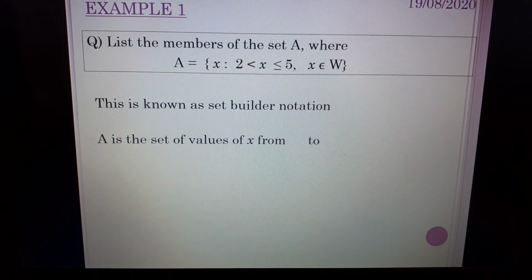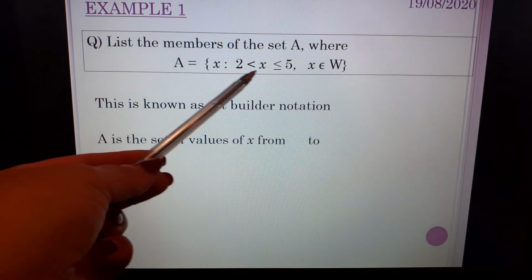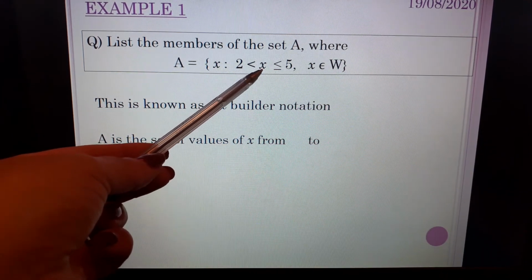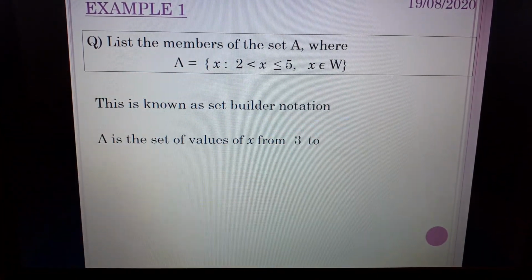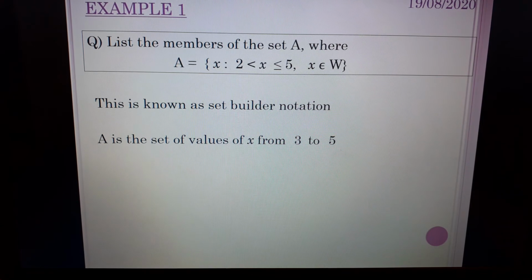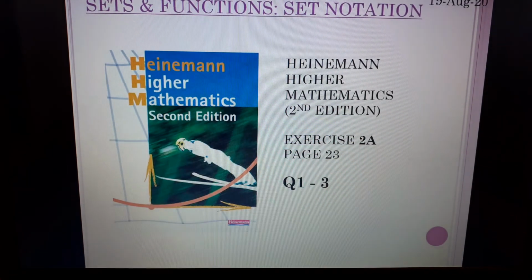So A would be the set of values of X from, so X is to be greater than 2. So look, that has just a 2 is less than X, or X is greater than 2. So it's going to go from 3, but X is to be less than or equal to 5. So it goes right up to 5. So it'll be 3, 4 and 5. That would be your set there. And because it is the whole numbers, we know it's just whole numbers 3, 4 and 5.